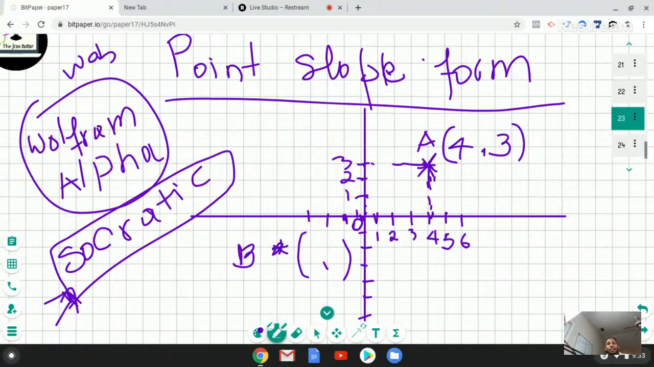Okay, that's good. Nice. All right, cool. So okay, let's go back to what we're doing. So we're talking about point slope form.